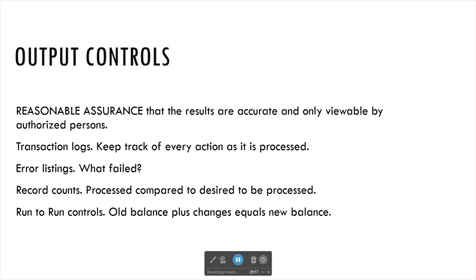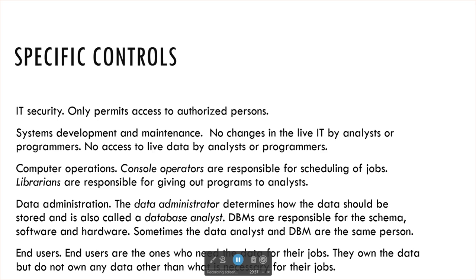What if your run-to-run doesn't work? Then you need to have a listing of it. And a run-to-run control is an output control, but it also has an error listing. And then also the record counts. What did you expect to be processed and what was processed? Do they agree?